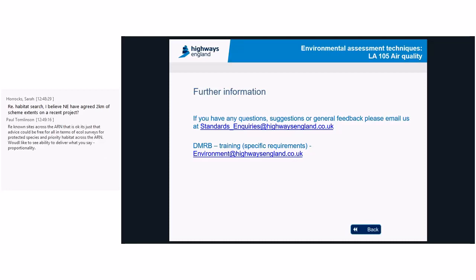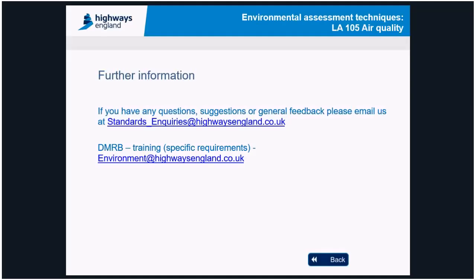I mean, obviously, WebTag, that's DFT's appraisal methodology, and you'll need to follow the advice in that. It should be that the vast majority of information that you've run for LA 105, similarly as it was in the past, will inform your WebTag assessments.